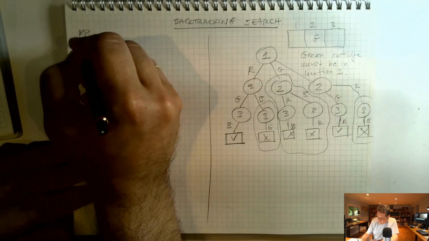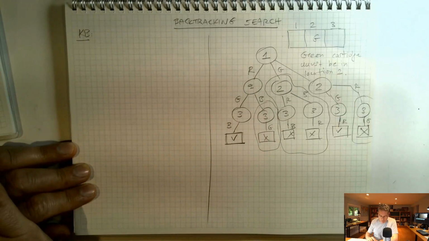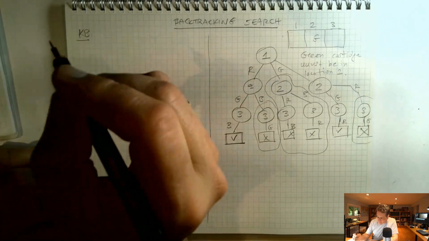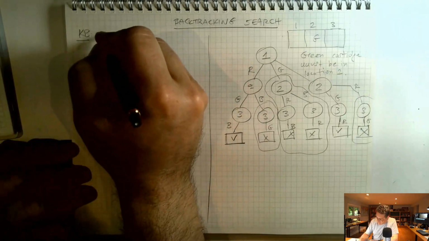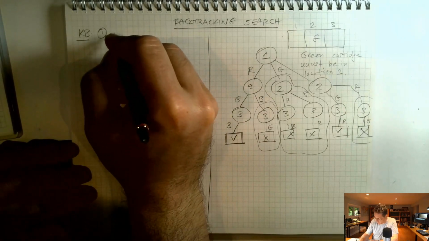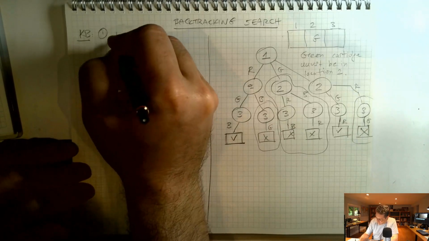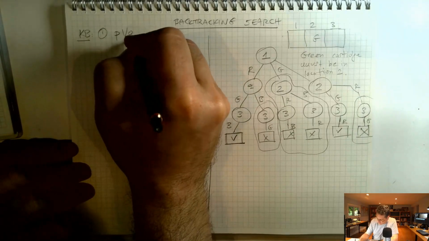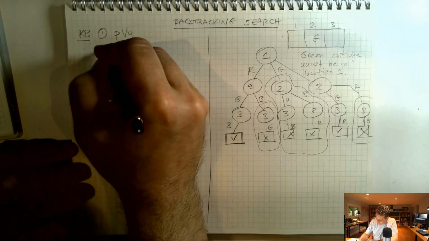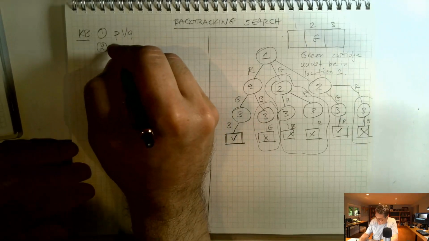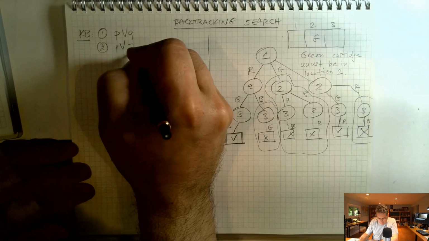And in my knowledge base, I have the following sentences. I have more specifically 5 sentences. I will use the symbols Q, P, and R. So I have P or Q, that's the first sentence. The second is P or negative Q.